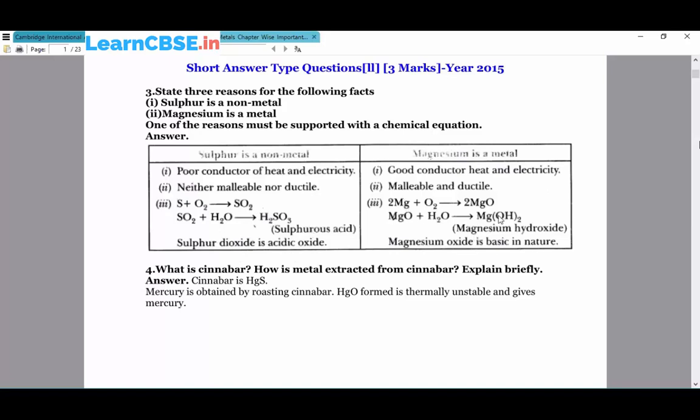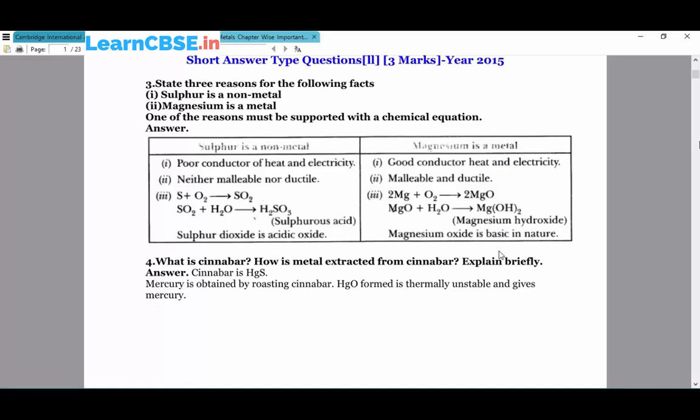Magnesium burns in air to give magnesium oxide. The magnesium oxide, when dissolved in water, will give magnesium hydroxide, which is basic in nature. Always the metallic oxides are basic oxides and non-metallic oxides are acidic oxides.